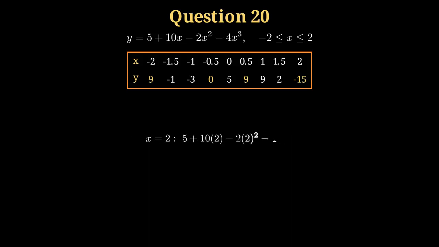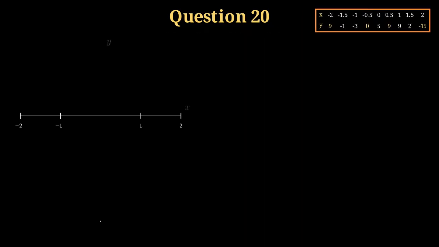And when x is 2, 5 plus 20 minus 8 minus 32, which is minus 15. The other missing values, at minus a half and a half, work out to 0 and 9 in the same way. Part B. Now we plot the graph.